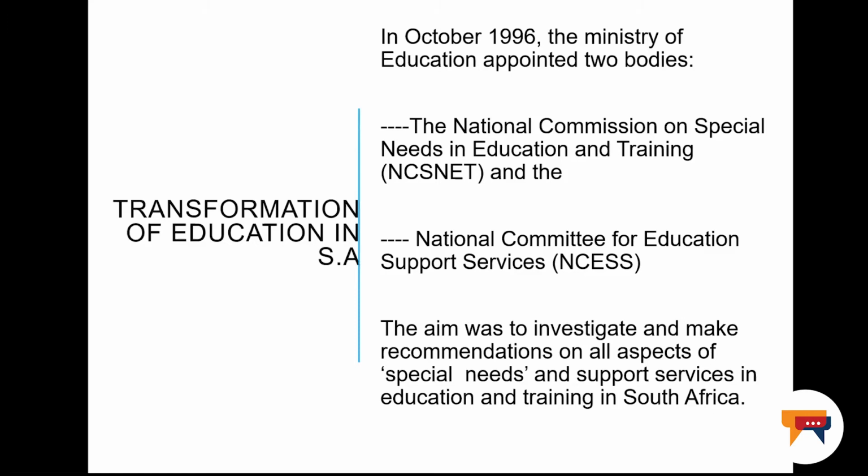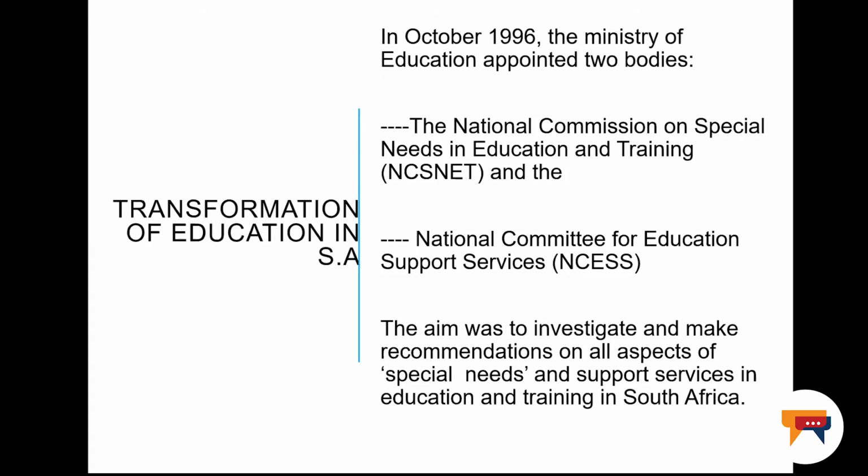So I'm going to indicate, because I think we were disrupted, that the first movement towards education transformation in South Africa was the appointment of two bodies by the Ministry of Education by then, and this took place in 1996. The two bodies that I'm talking about are the National Commission on Special Needs in Education and Training, as well as the National Committee for Education Support Services.